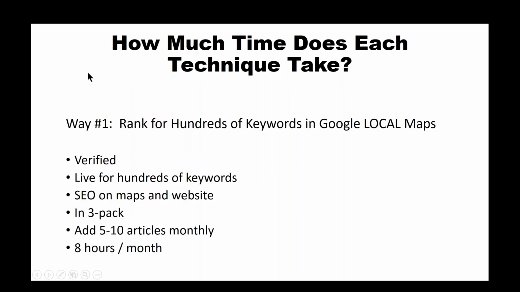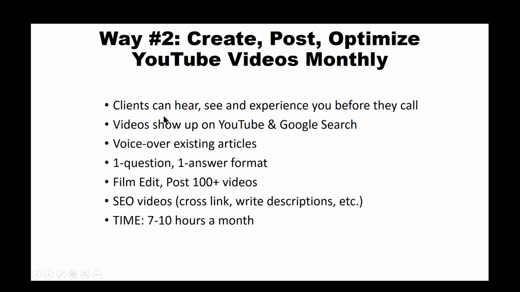First technique, ranking for hundreds of keywords in Google Local. You got to get listings verified. You got to do SEO work and get reviews and get them into the 3-pack. You do this by adding 5 to 10 articles a month to your site, getting links, etc. It's going to take you about 8 hours a month to do this if you did it yourself. That's my estimate.